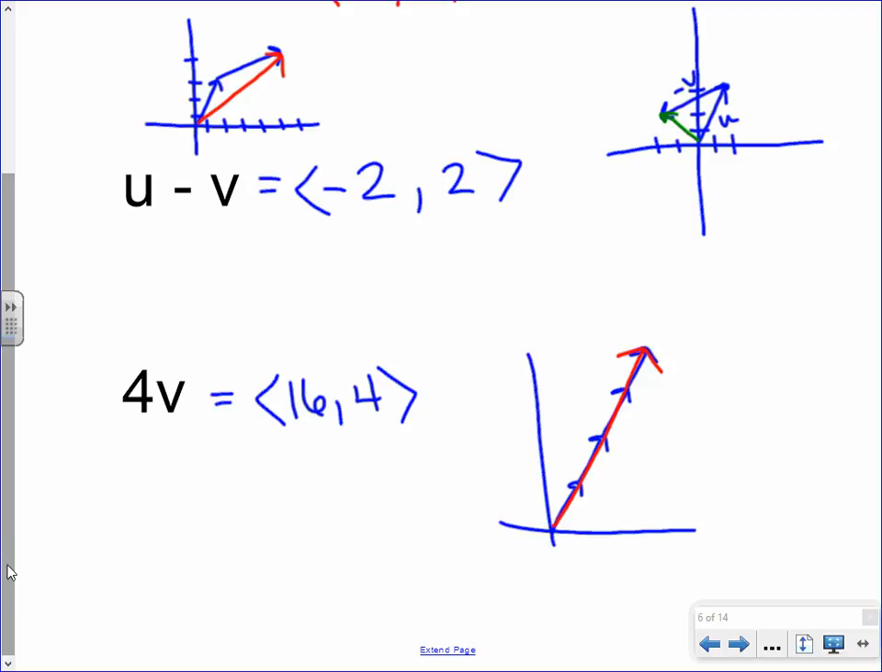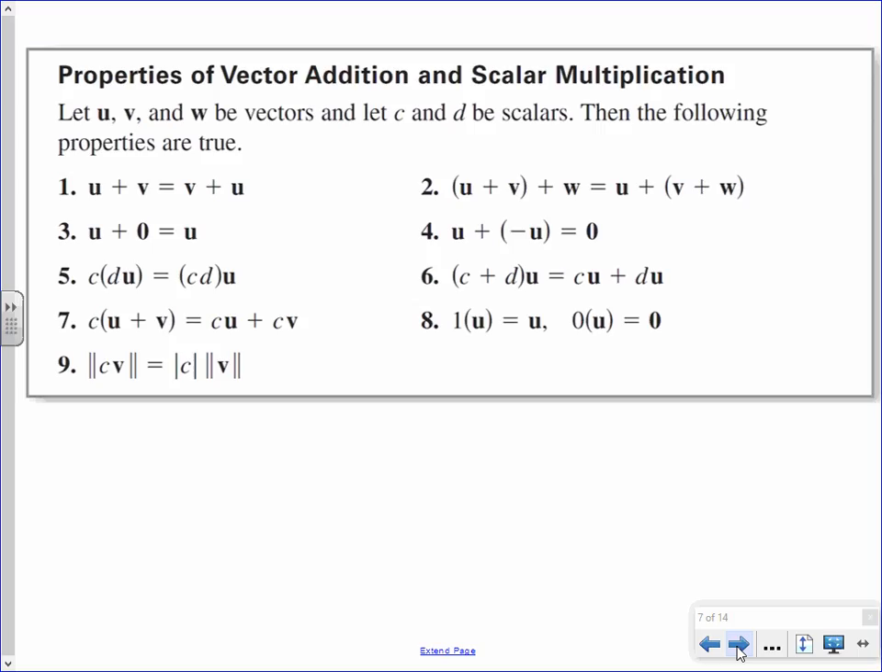Okay. So we can add vectors together by combining their components. We can subtract vectors by subtracting their components. And we can multiply by scalars. We call this 4 a scalar. It's kind of like your coefficient, right? Friday, we'll talk about multiplying vectors together, but right now we're just going to focus on taking a scalar multiple of a vector. Okay? Now, I don't think you need to write these down. We're just going to talk about them.